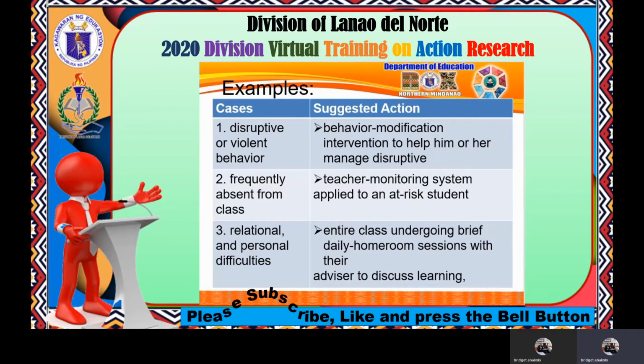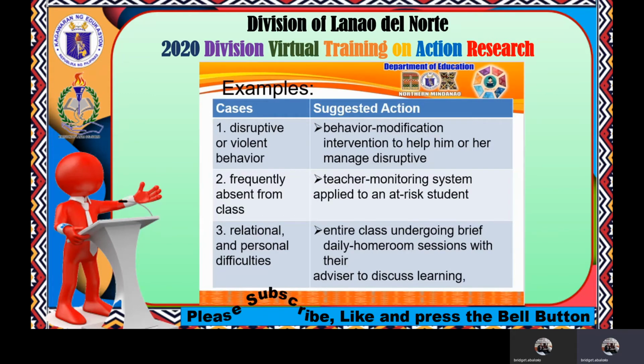Another case is being frequently absent from class. So what is the reason behind why the student or the pupils are frequently absent from the class? The suggested action to be taken is a teacher monitoring system applied to the addressed student. Meaning to say, we have to monitor the attendance of the student from time to time.